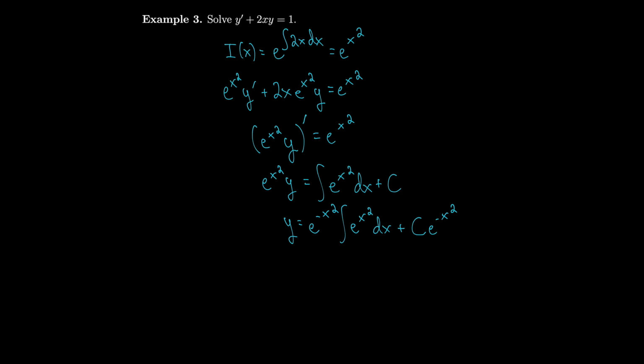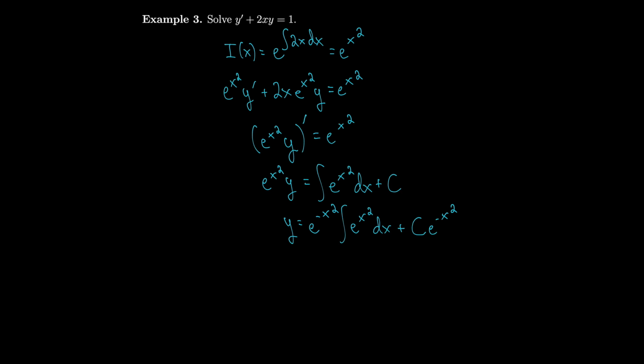So this is as good as we can get it, because remember, e to the x squared does not have an antiderivative in the form of elementary functions that we're used to. It's integrable, but we can't actually express the integral in any other form at the moment.